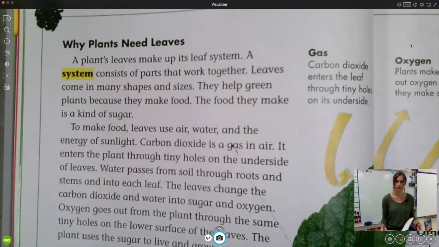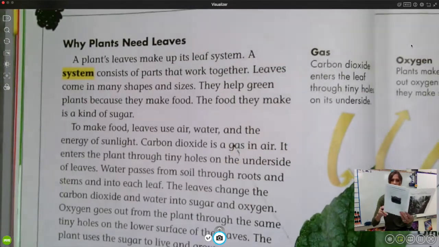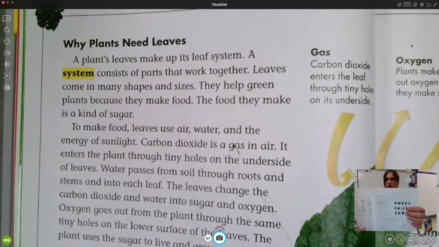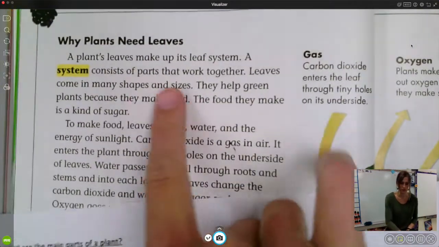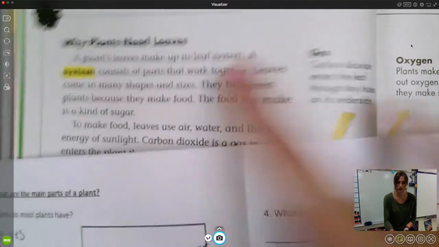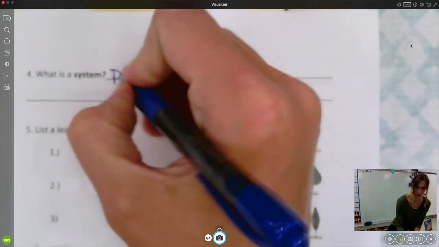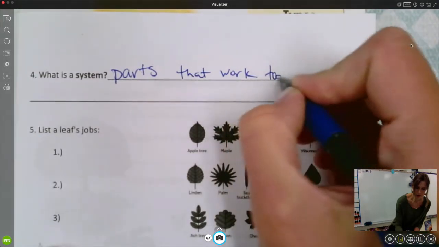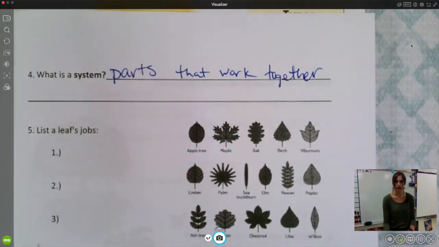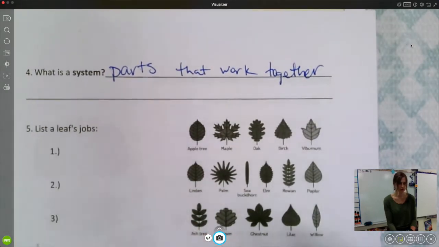Now, we got our first thing in our notes, our system. So in your notes, if you look down here at the tiny picture of me, we're on this third page of our notes right here at the top. What is a system? A system consists of parts that work together. So what's a system? Parts that work together. Next we're going to read, and as we read, we're going to look for what those leaves' job is. What is a leaf's job?